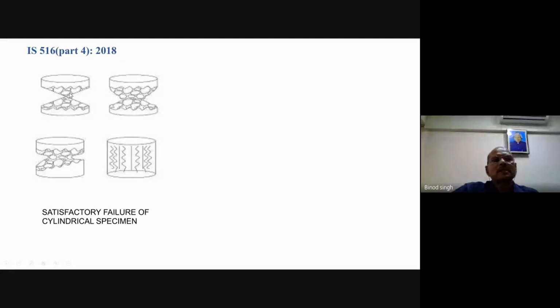They have changed the criteria now. So this is the latest code related to this. So this is the satisfactory failure of the cylindrical specimen. A specimen must fail like this, because at the central portion it must fail vertically like this, and here also. So this is the typical result you can see after the testing. If you are getting the shape in this fashion, then you can accept.